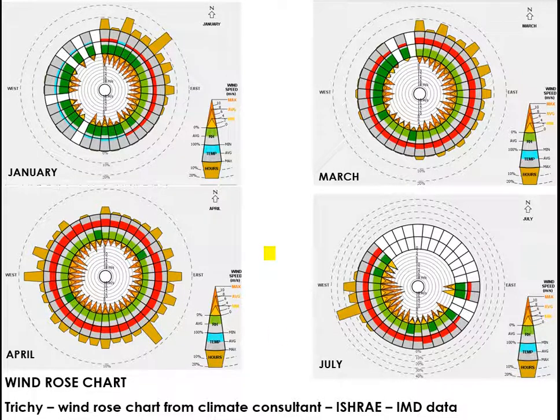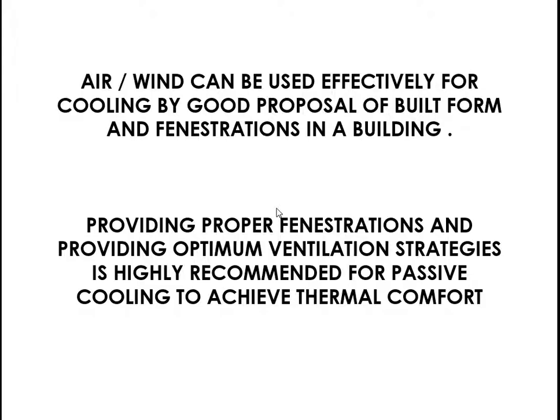So this is the clear picture of the Climate Consultant, which shows you the windrose chart. Concludingly, air or wind can be used effectively for cooling by a good proposal of built form and fenestrations in a building. That's very important: how to provide fenestrations in the building. Providing fenestrations with proper optimum ventilation strategies is highly recommended. Providing fenestrations to gain more wind, reduce heat and gain more daylight is very important as a sustainable architecture student.